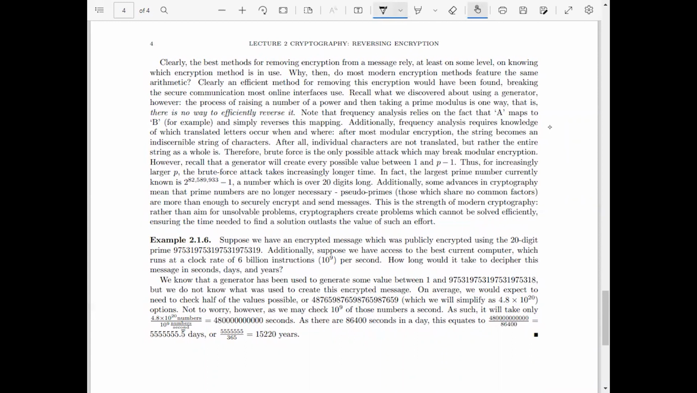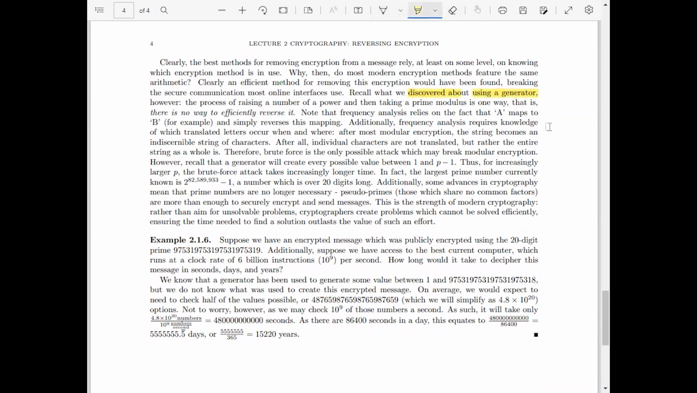However, if you recall, many modern encryption methods actually use the exact same modular arithmetic. Obviously, since they all use this same arithmetic, we would have figured out a good way to just quickly remove that, similar to frequency analysis. Well, unfortunately, that's not the case.